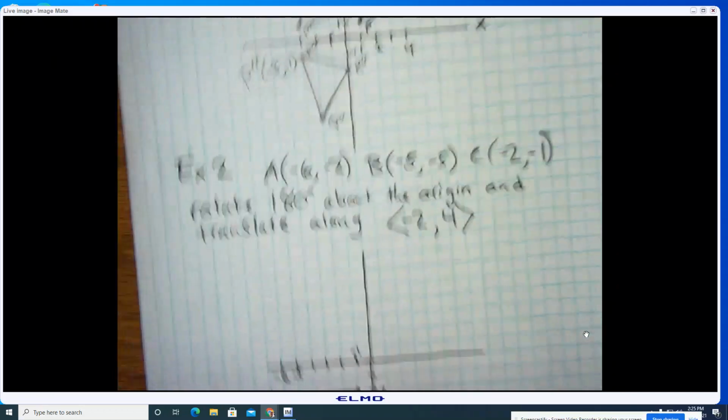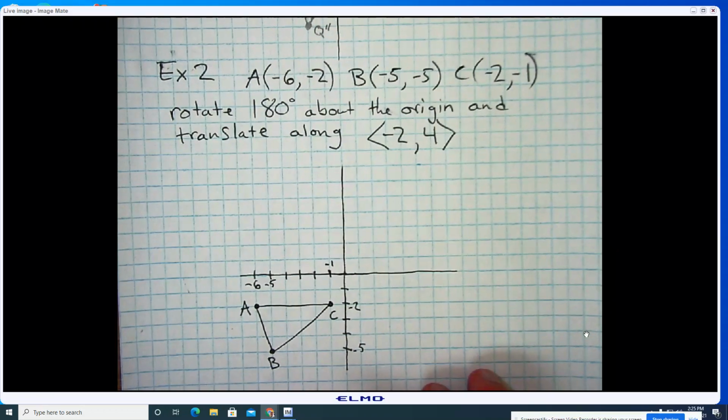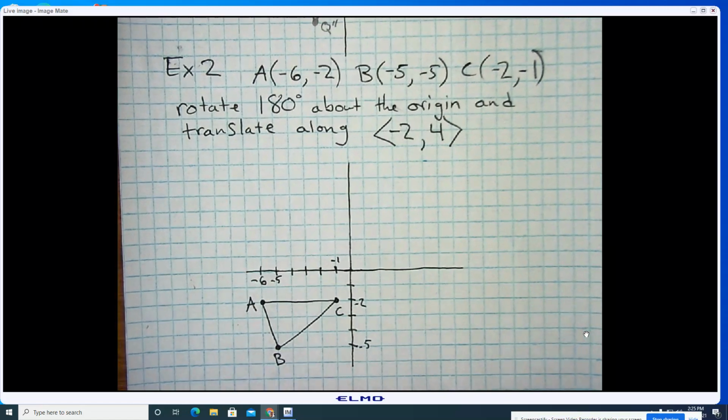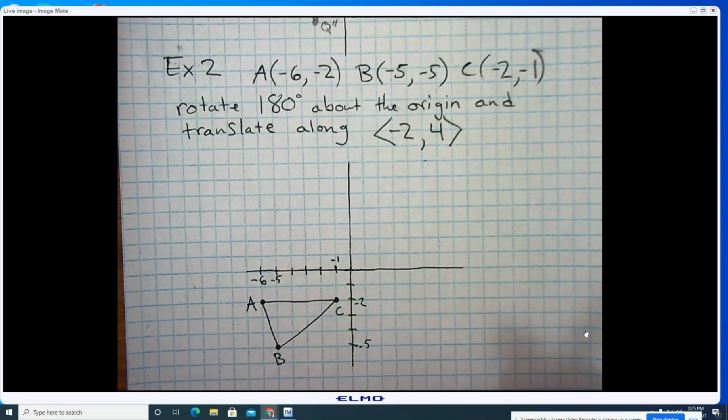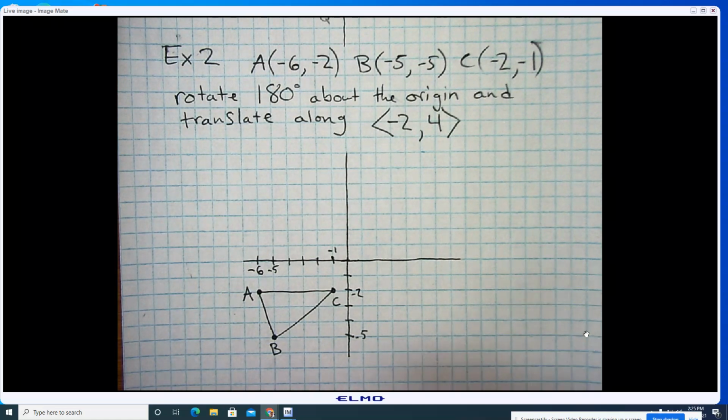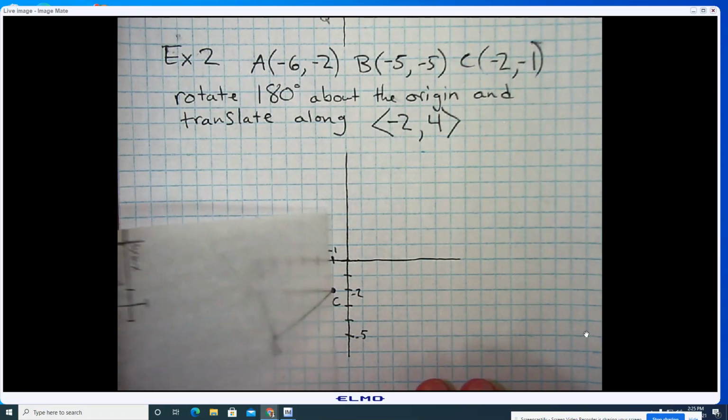we have these 3 points. We're going to rotate 180 degrees about the origin and then translate along -2, 4. Okay. And once again, we can do it both ways with the patty paper. It's what I'd recommend. It's a little bit more straightforward. And then we'll see how that compares to doing it mathematically. All right. So let's try our patty paper first.